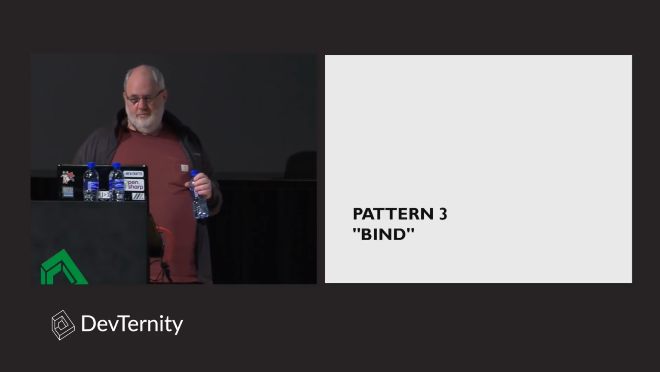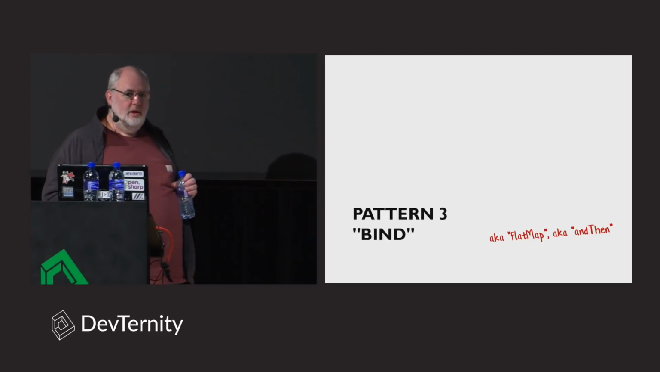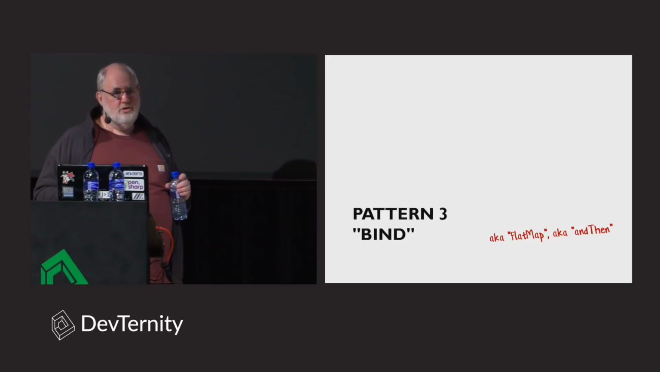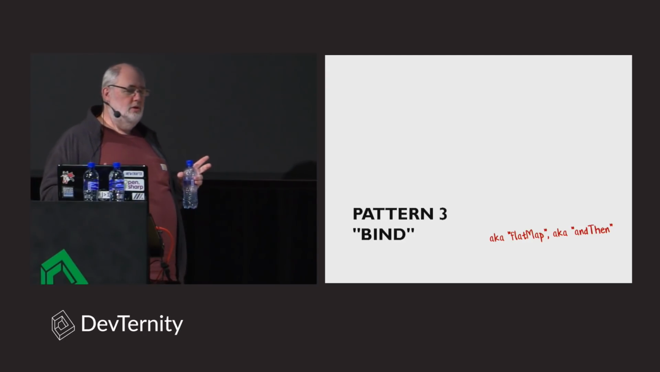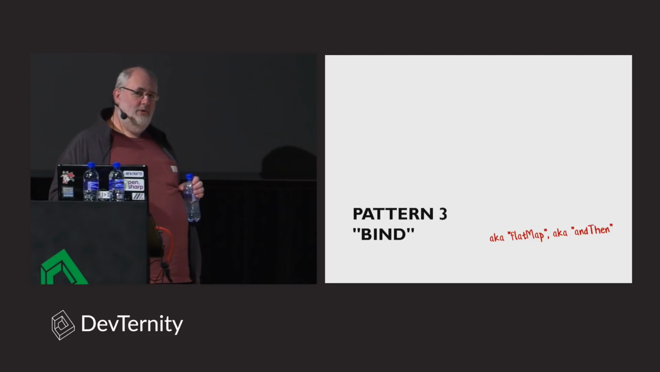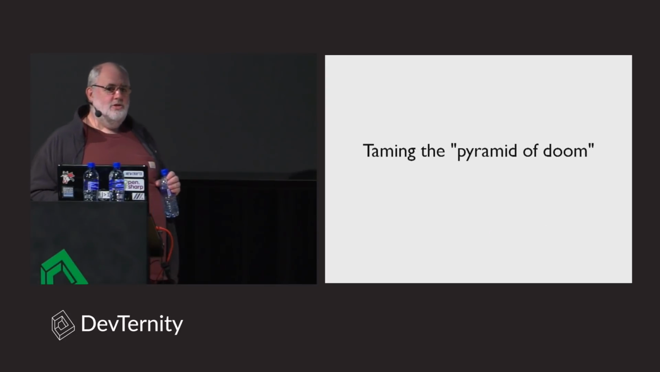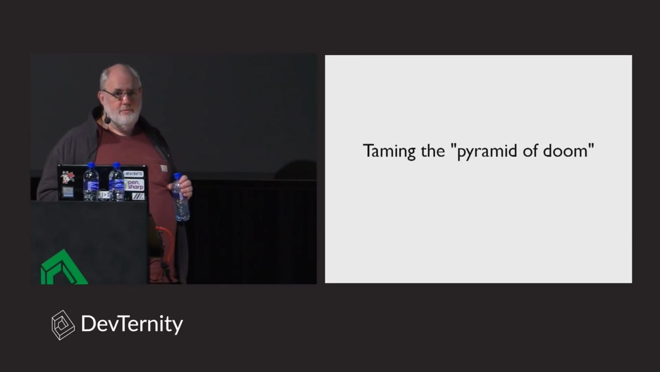Right, third pattern is bind. So bind is also known as flat map. Sometimes it's called "and then". There's lots of different words for this thing, but it's really the concept I want to get across, not the actual word. Bind is the word that Haskell has used, so if you want to be cool, that's the word you should be using. Right. So what do we need bind for in the first place?